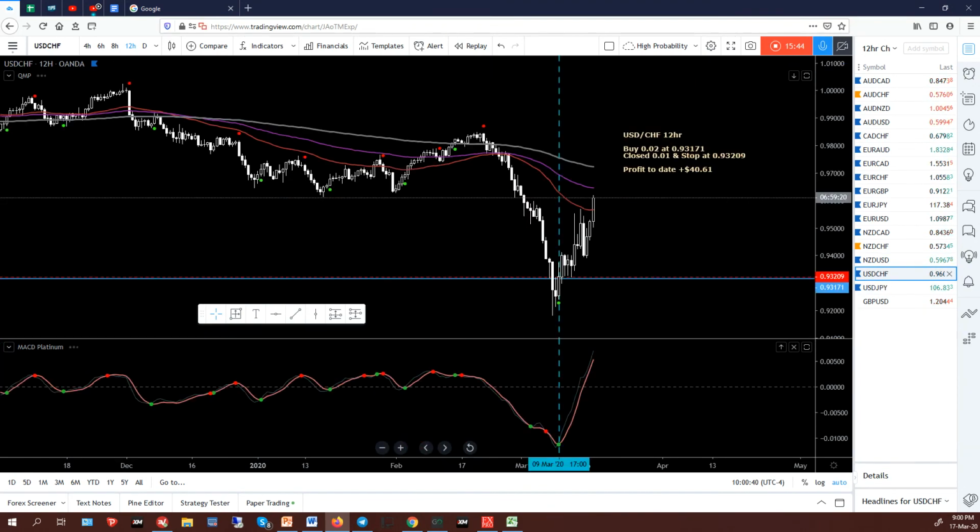New Zealand, USD Swiss franc in a buy. You can see in the entry here, gone through the MACD. Now we're going into the MAs, close half, stop in place, no trouble.